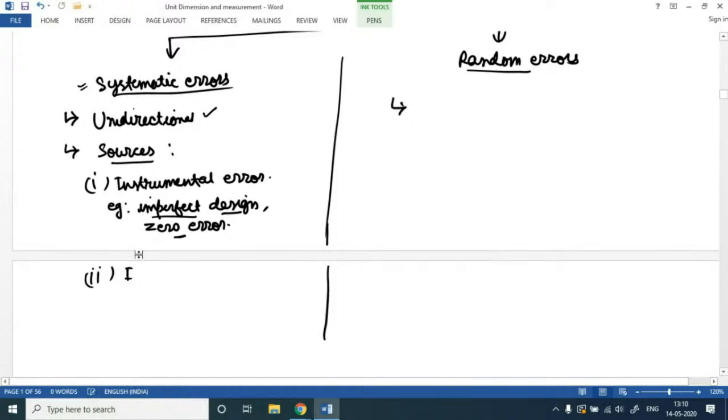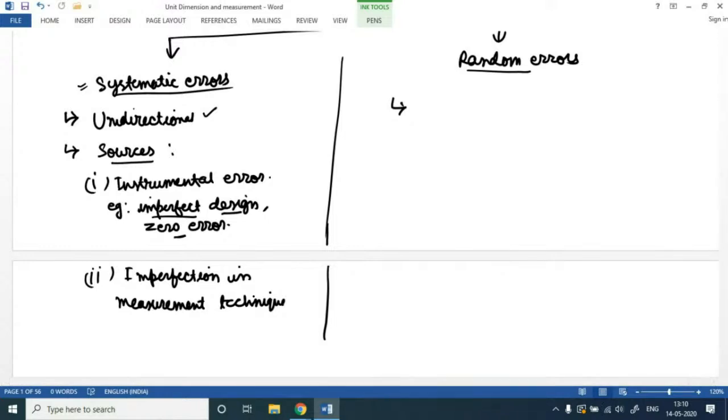Another reason for a systematic error can be imperfection in measurement technique, and that will vary from person to person. That is a kind of personal error, that is due to individual bias, you can say. For example, parallax, like if you have a habit of keeping your head a little above while looking at the level, you will always be having some parallax. And that will be unidirectional. So these are some examples of systematic errors.